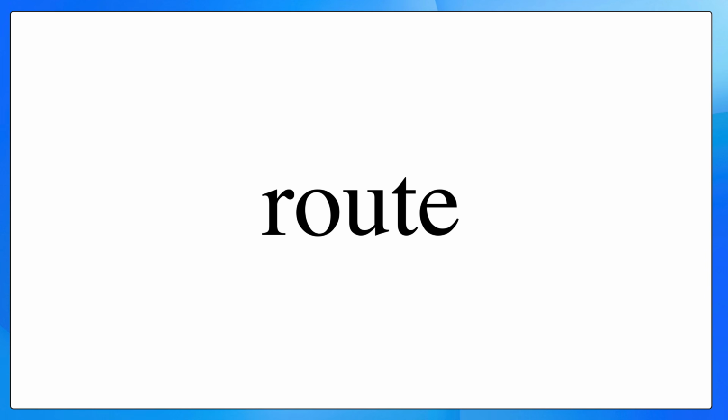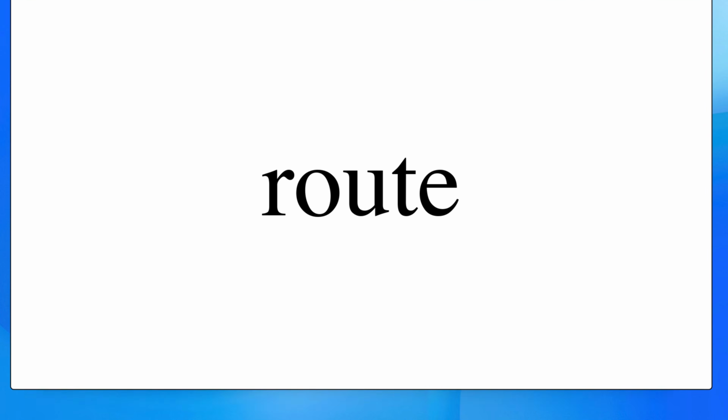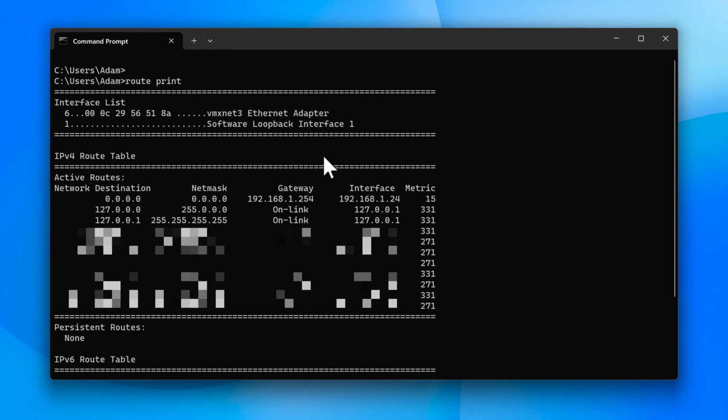Route commands manage your PC's routing table, the rules that determine how network traffic gets directed. route print displays your PC's complete routing table, shows network destinations, net masks, gateways, interfaces, and metrics. This is how your PC decides which path to send traffic for any given destination.